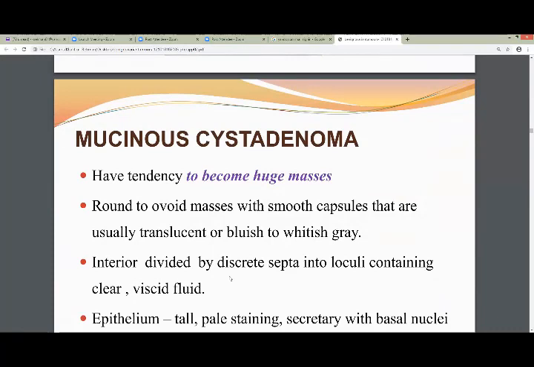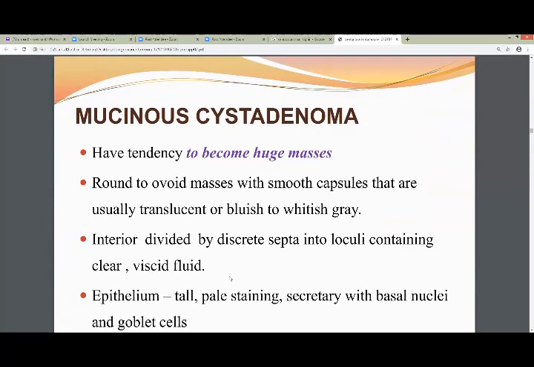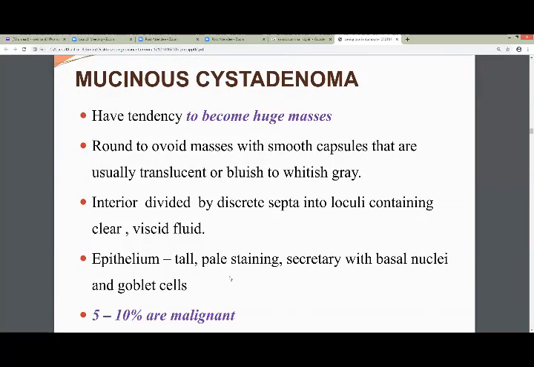The mucinous cyst adenoma, as the name indicates, has mucin, or mucinous substance, as a part of its neoplastic tissue. They have a tendency to become huge masses, round ovoid masses with a smooth capsule that are usually translucent or bluish to whitish gray. Why? Because they have mucin, not the clear cystic fluid inside them. The interior is divided by discrete septation into loculi containing clear viscid fluid. So I remember it with M and M: mucinous, multiple septation. Epithelium is tall, pale staining, secretory with basal nuclei and goblet cells.